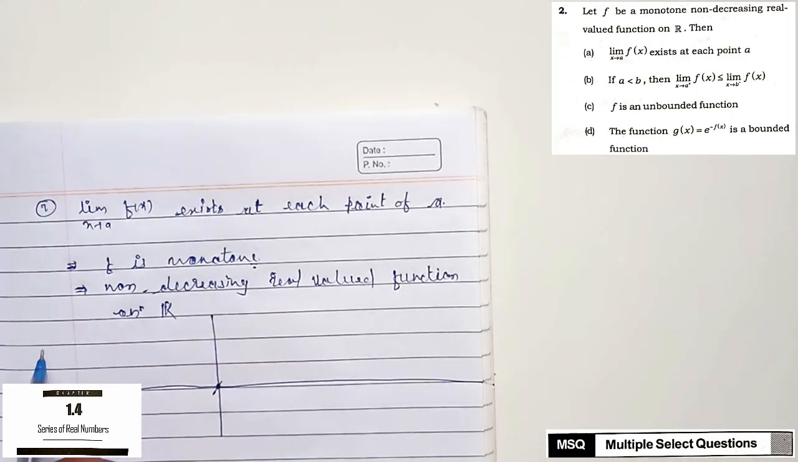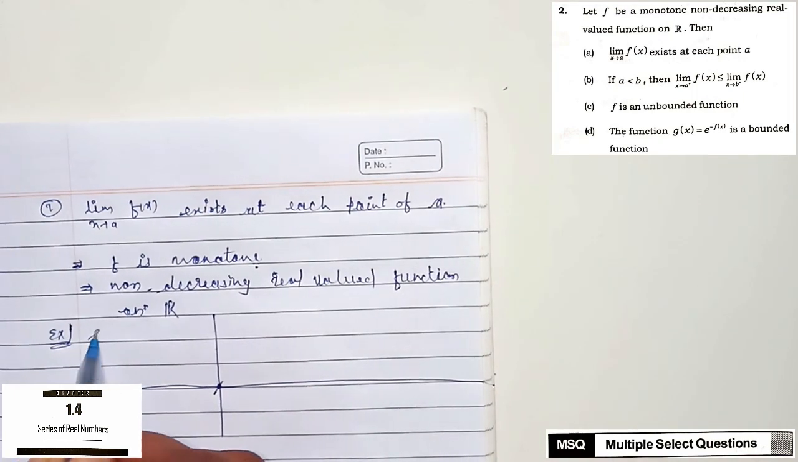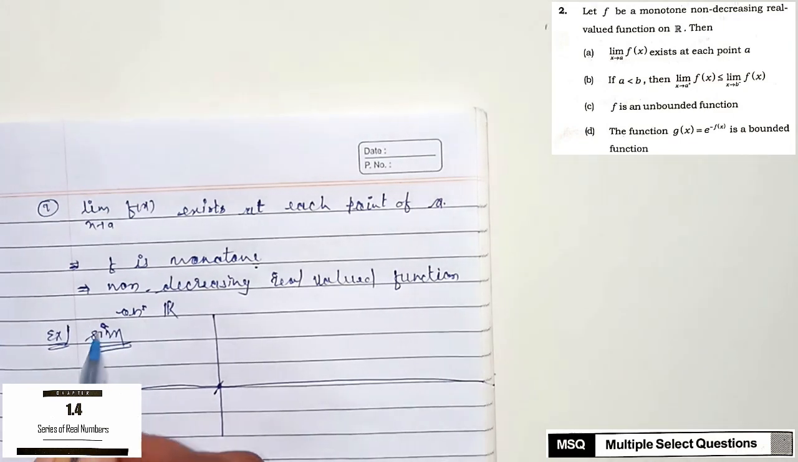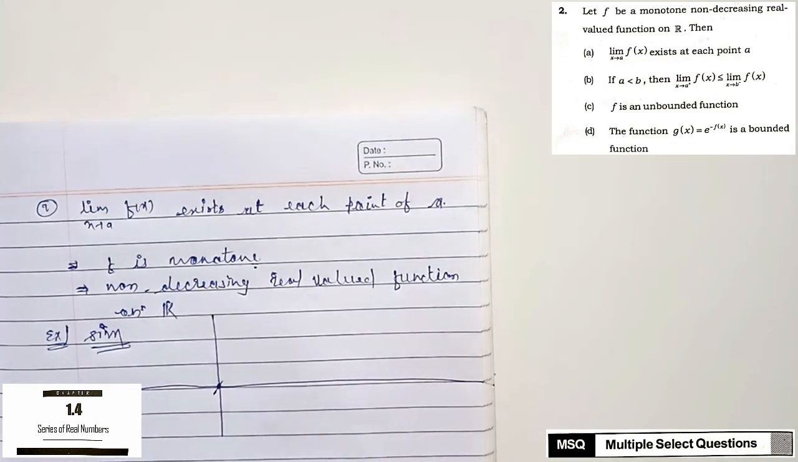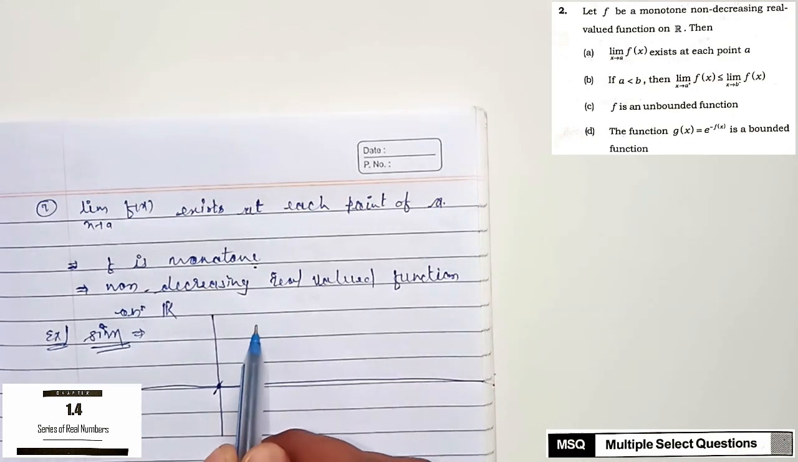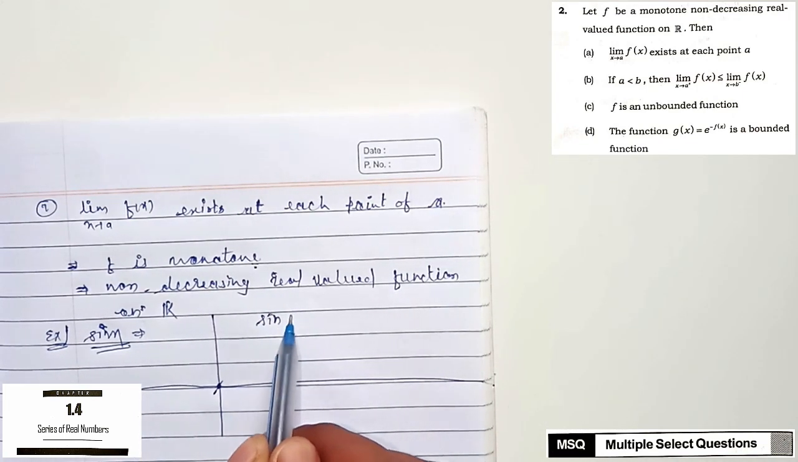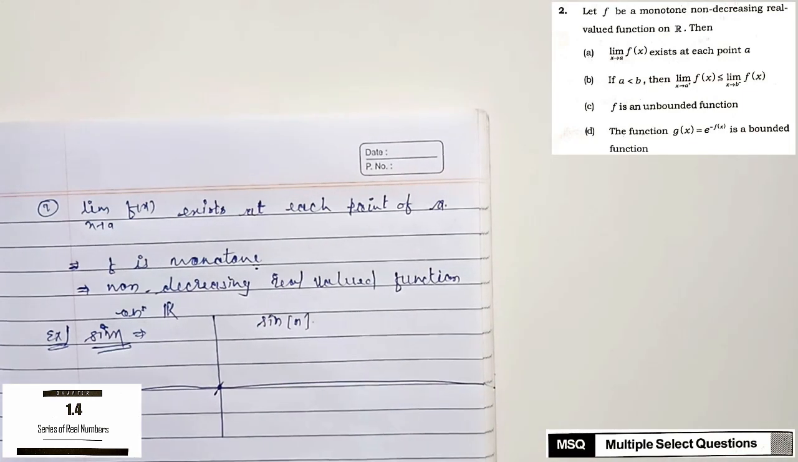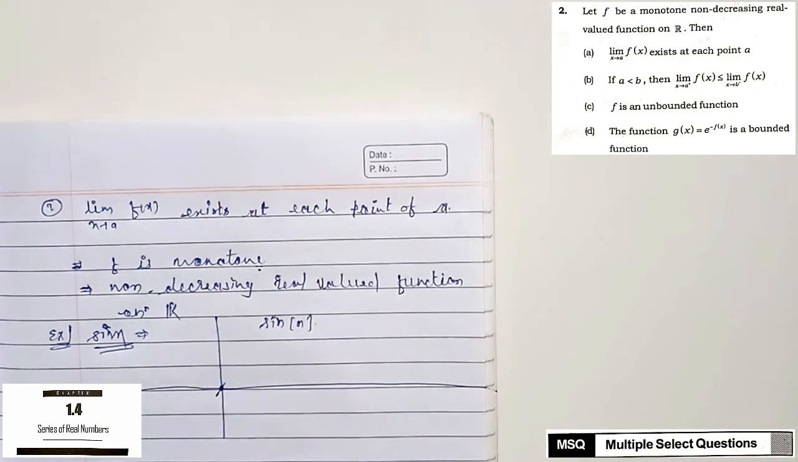Okay, so for example, I consider here sin x. So how does the graph of the greatest integer function of a sin x look? Which we may consider as the modulus of the greatest integer function of a sin x. Like this. So, what is the graph of sin x?